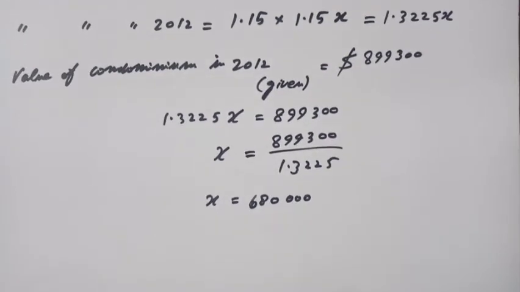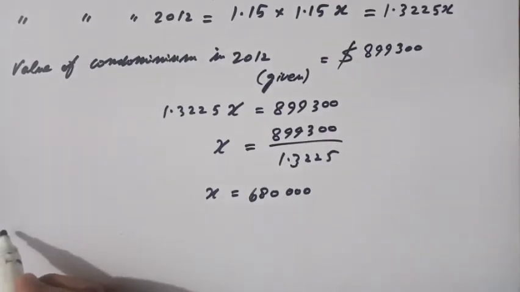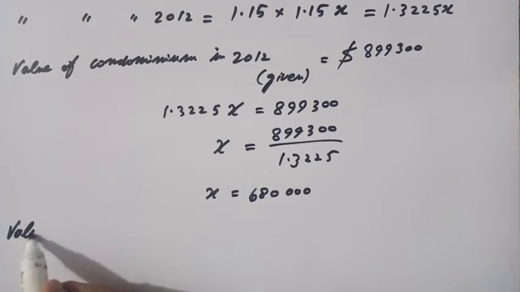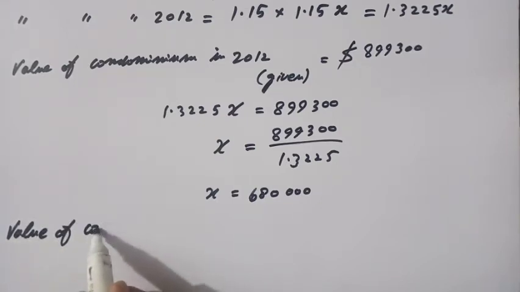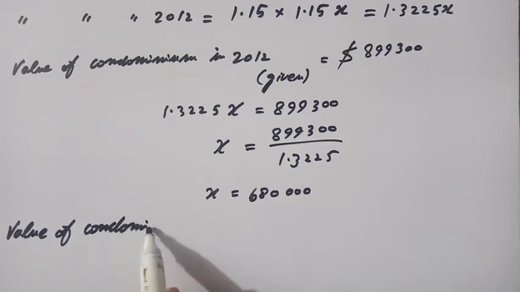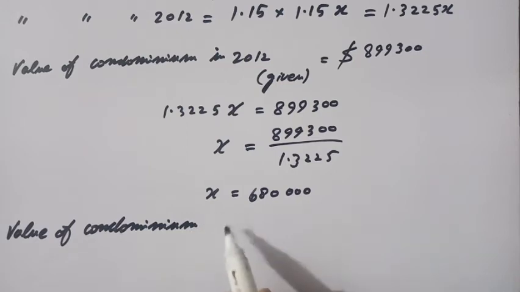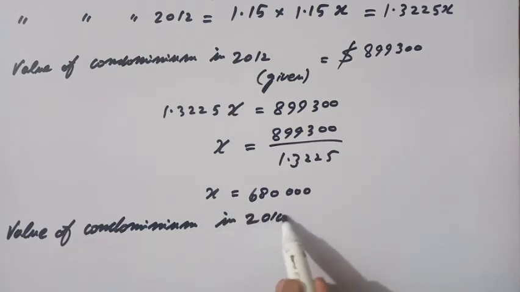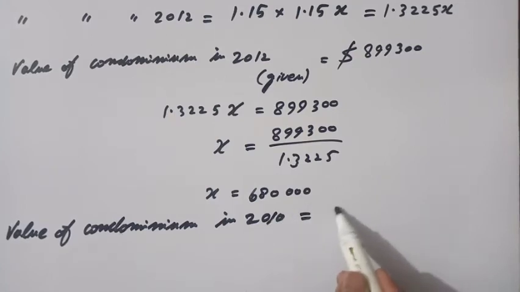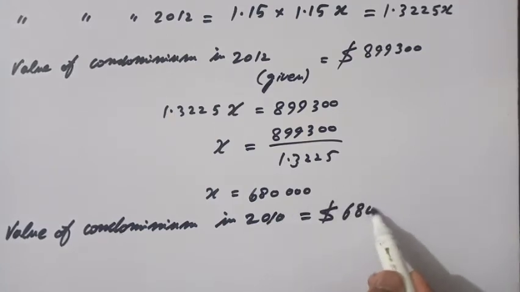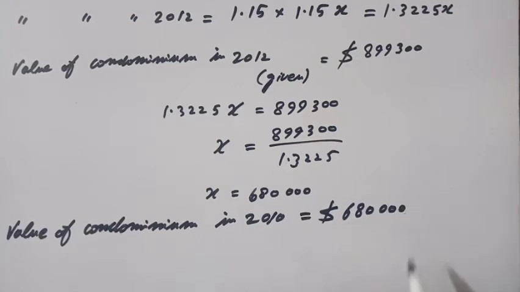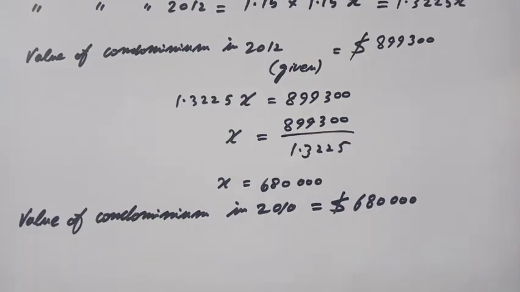So the value of the condominium in 2010 is equal to $680,000. This way we have calculated the value of the condominium in 2010, which is $680,000. Right? Now the next question, 14.